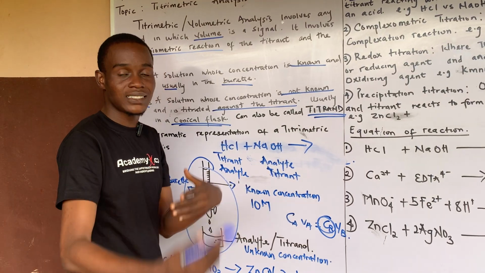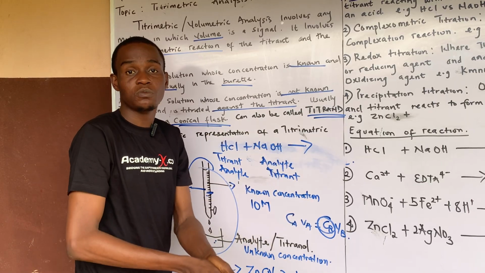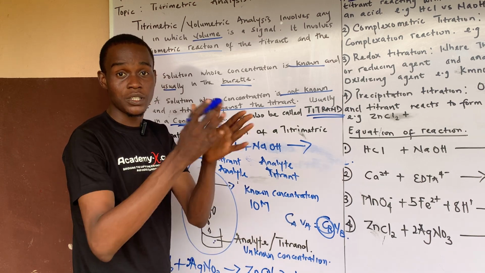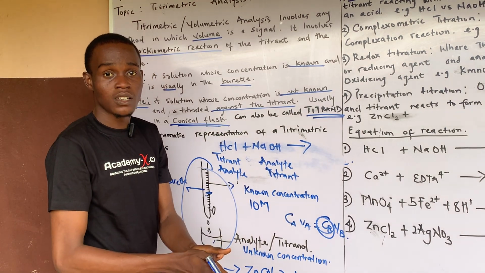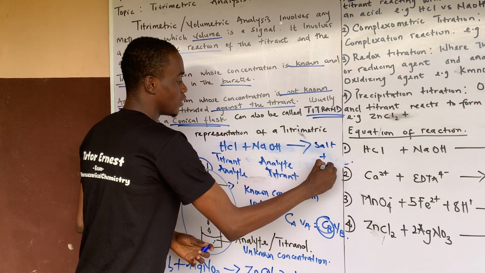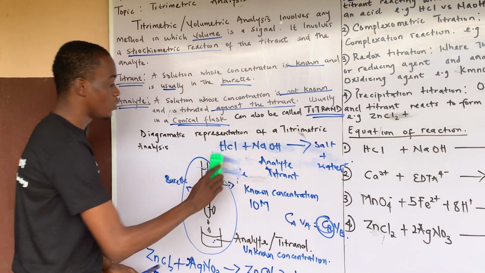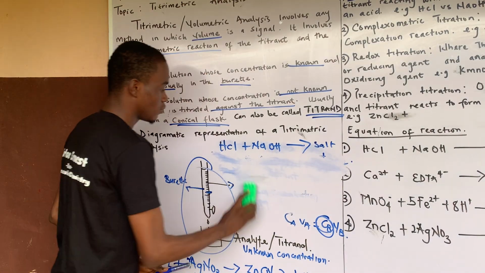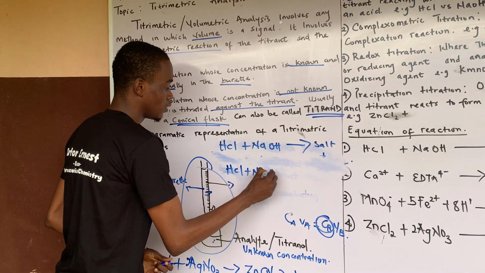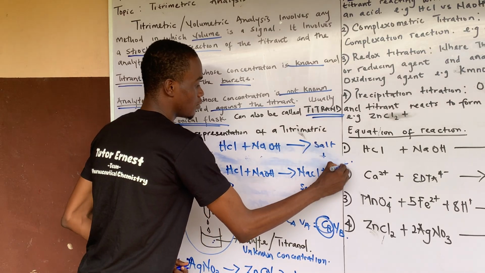You can't do it for acid and acid or base and base. You can't say your titrant will be an acid and your analyte will be an acid. It doesn't go that way. They won't react. You can't say your titrant is a base and your analyte is a base. It can't go that way. They won't react. Why it goes that way is because when they react, they'll form a salt and water, which is giving us HCl plus NaOH. That's giving you NaCl, which is the salt, and water.